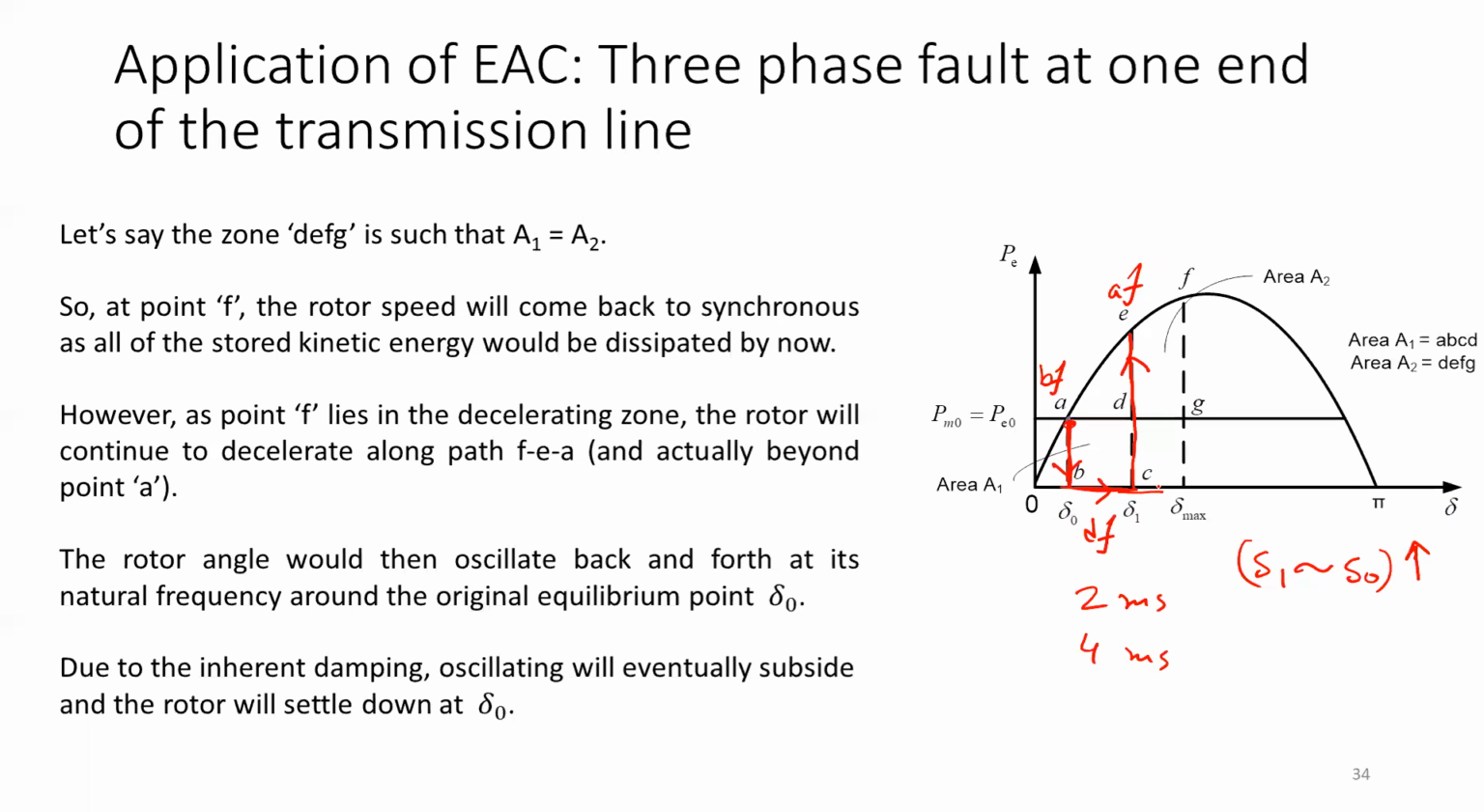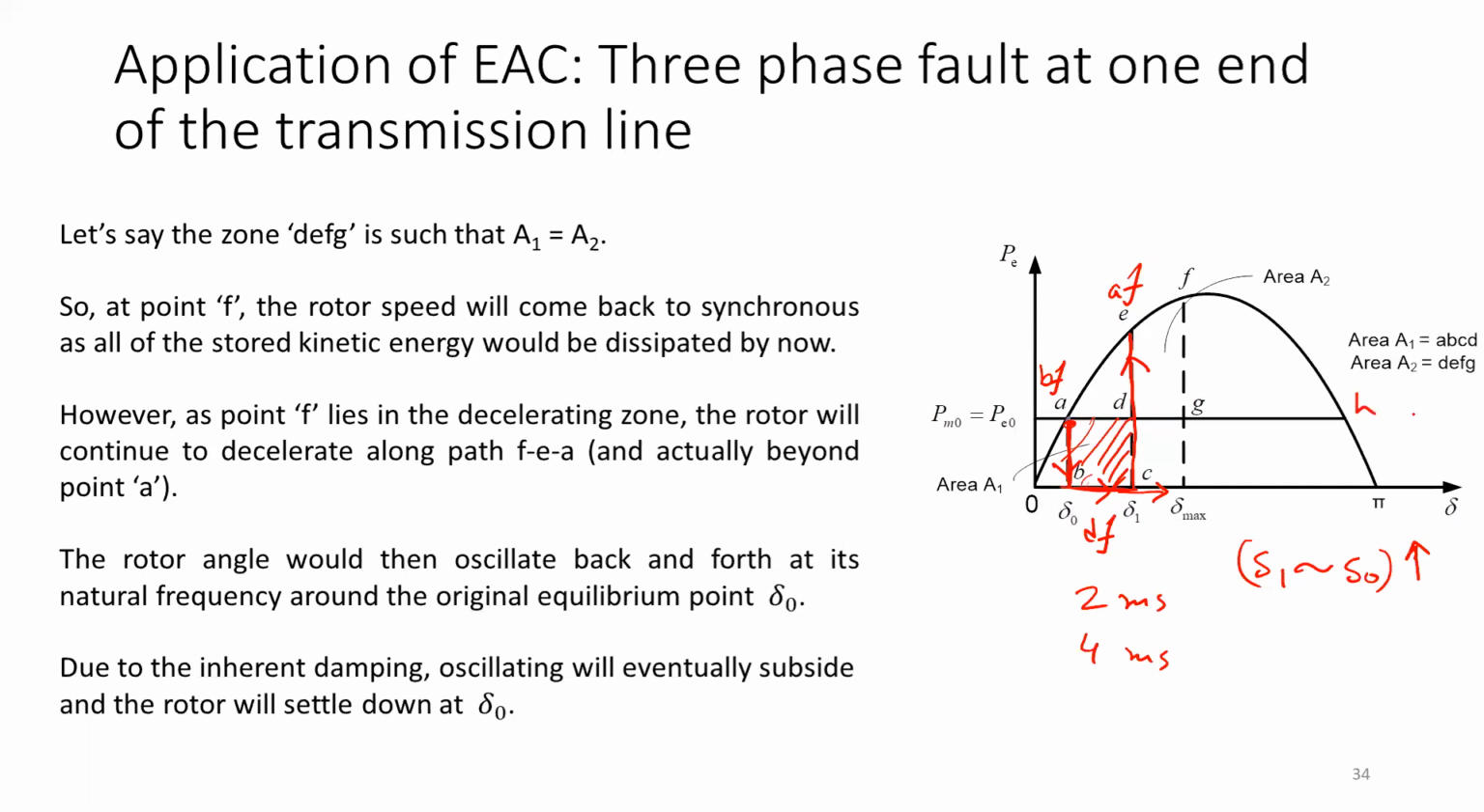So if you go beyond this, what happens to your accelerating area? This is my initial accelerating area. If you go beyond delta 1, what happens to your accelerating area? Increases or decreases? Sir, increases. Increases. So again, from the previous knowledge, let's say this is H.